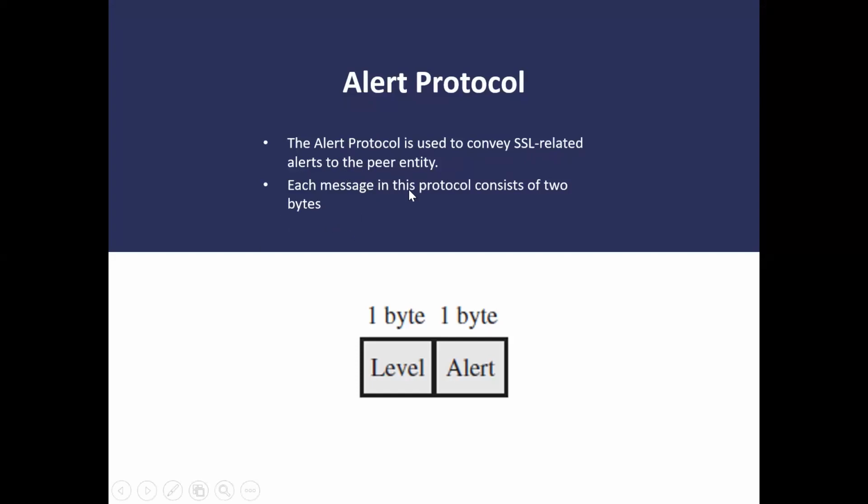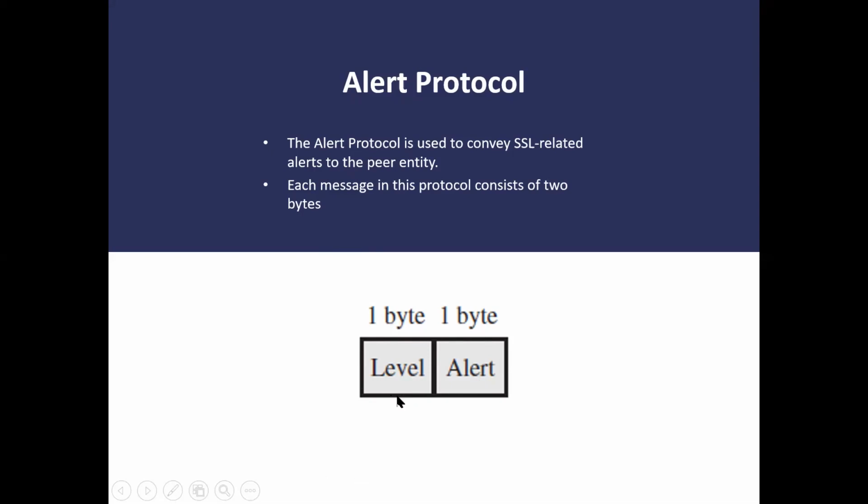So to both the entities, it's going to give the messages by using the alert protocol. Each and every message in this protocol consists of 2 bytes: 1 byte with respect to level and 1 byte with respect to alert. Which level of the alert messages? First level is warning. It will only give warning messages to the entities, but the connection won't be terminated with respect to a warning.